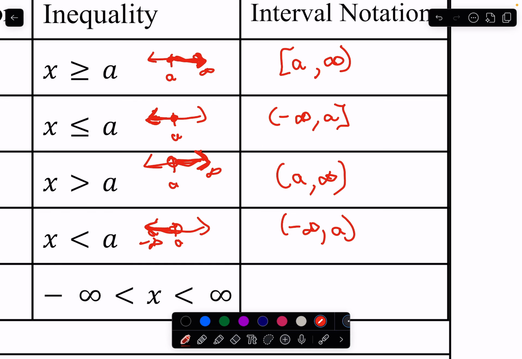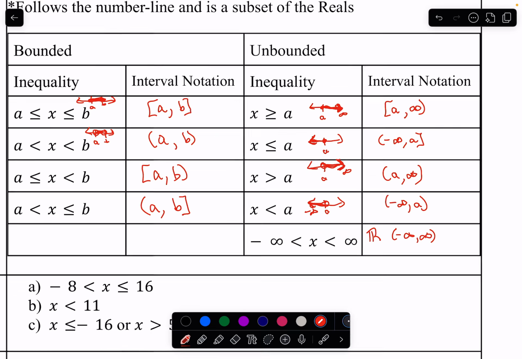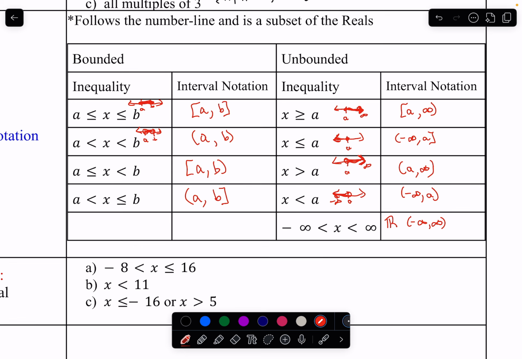Now, the last one is really how we write the set of all reals, and you just put from negative infinity to positive infinity. That means everything in between. So there's no gap, there's no holes. That is what it is, and there you go. Okay? So that is kind of how we would write an unbounded inequality or an unbounded interval.